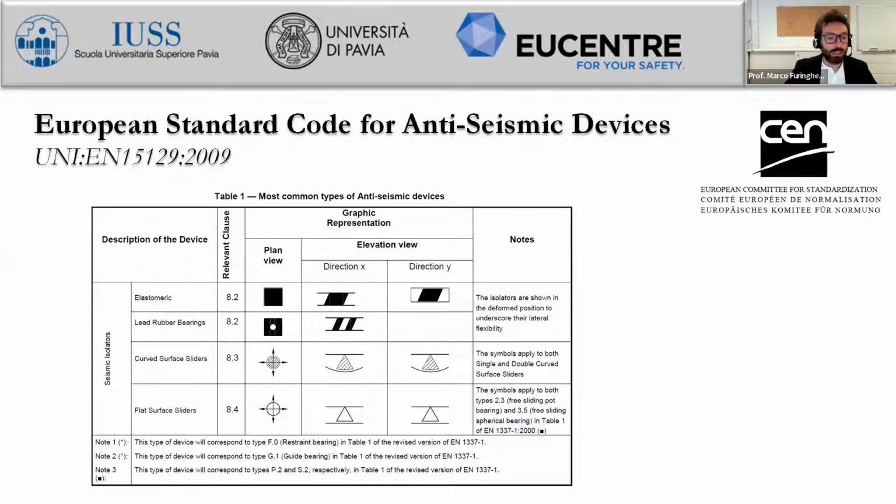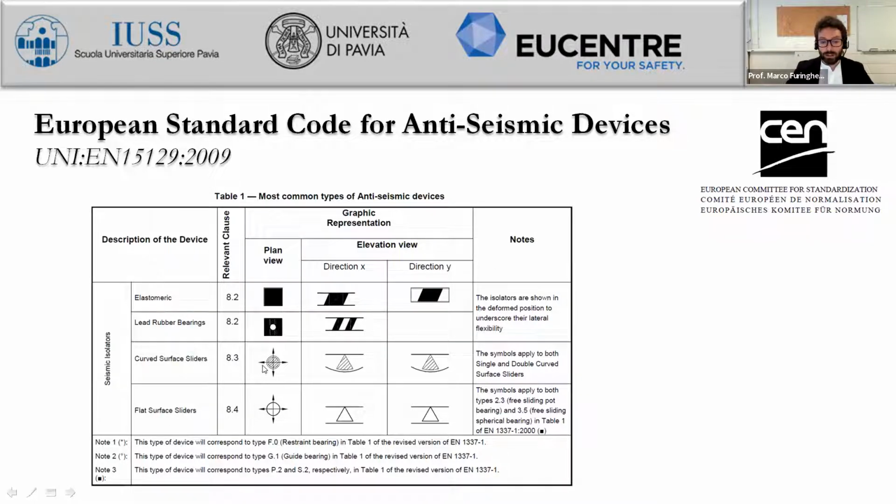So you see also some drawings and some symbols that are used within the standard code. And you notice that for the lead rubber bearings, there is something which seems a hole, but it is actually the lead core, which provides the high dissipative behavior of such bearings. Then we have curved surface sliders, which are actually friction pendulum devices. They are related to paragraph 8.3. We will see all the main tests and all the main requirements.